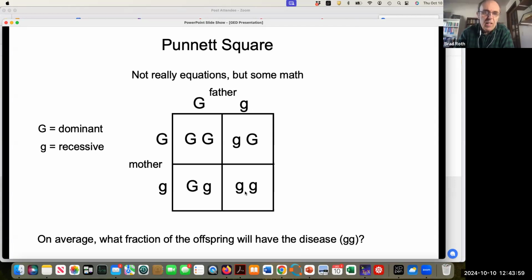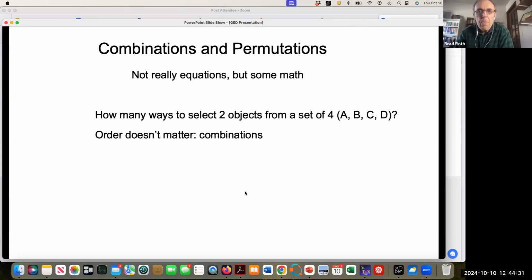So what fraction of the offspring will have the disease? 25%. That's how these Punnett squares work. They're kind of probability in disguise. So whether you say that's math or not, I guess it's a little bit of math, but it's mainly biology. Okay, so they have a 25% chance of the kids being sick, and you could find other cases. You work out the Punnett squares to find out how it works.